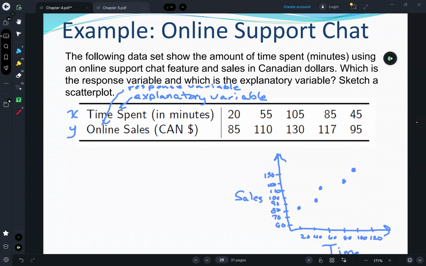So what we need to do is get the mean of time, the mean time, which is the average. And we all know how to do that. We take 20, add it to 55, add it to 105, add it to 85, add it to 45, and divide by the total. So if you can all get your calculators, we can do that.